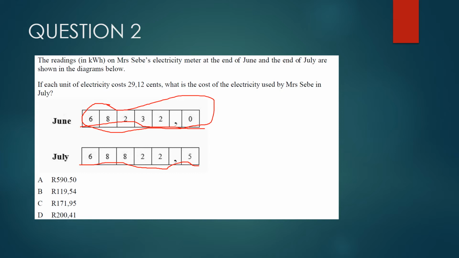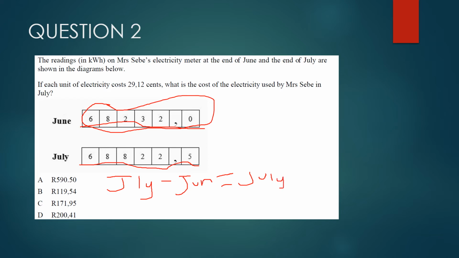So it's going to be electricity units for July minus June. It's going to be 68,822.5 minus 68,223,000. Your answer there will be the units for July.